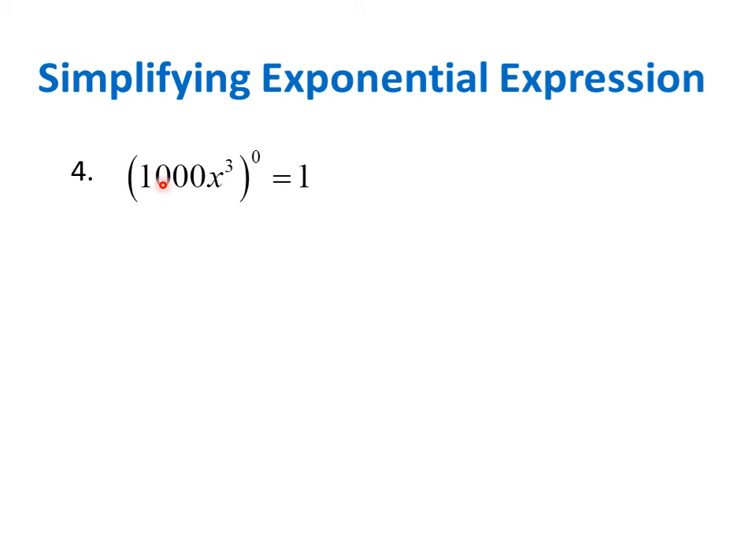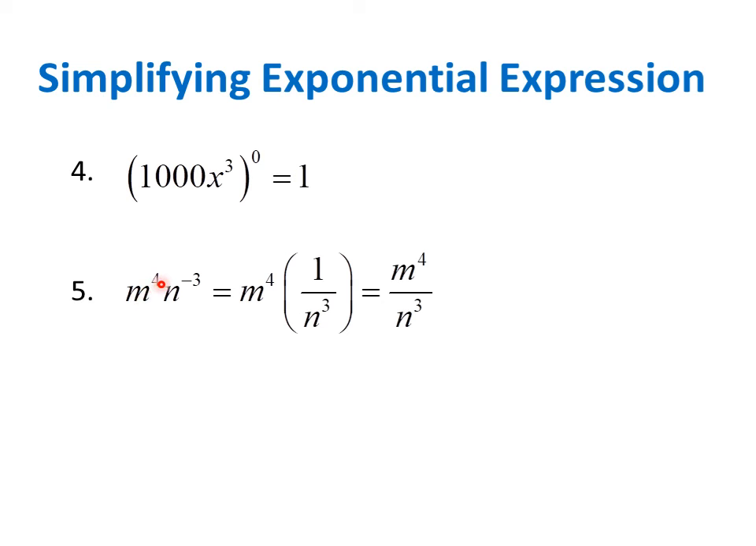This time, 1000x cubed, raised to the exponent 0. Now according to one of the laws of exponents, any non-zero number or expression raised to the exponent 0 is equal to 1. Therefore, assuming that x here is not equal to 0, this entire expression is equal to 1.